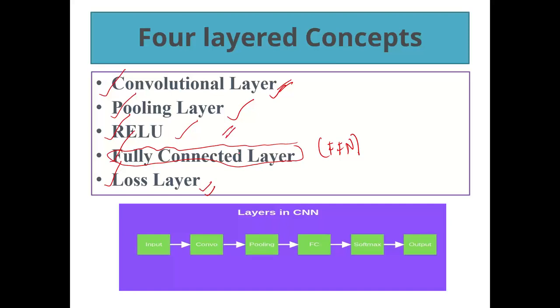If you understand the problem with the fully connected layer, then you will understand what the purpose of convolution is. Now I am going to discuss one by one: what is a convolutional layer, what is a pooling layer, what is ReLU, and what is a fully connected layer. In single terms, what is a convolutional layer? That is the simple mathematical convolution we already know.